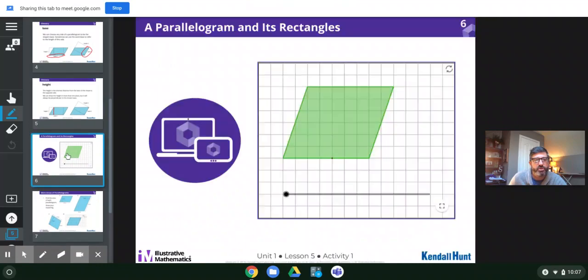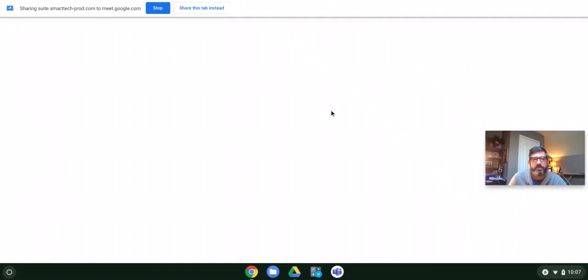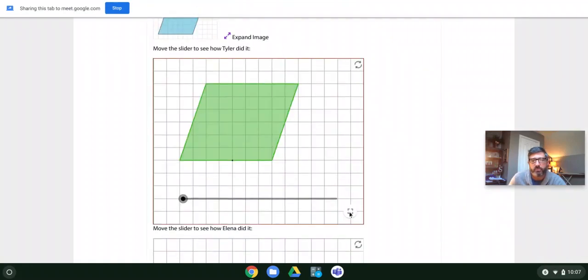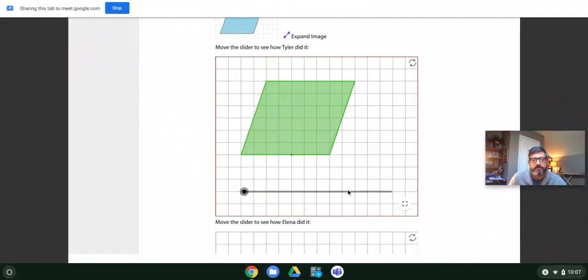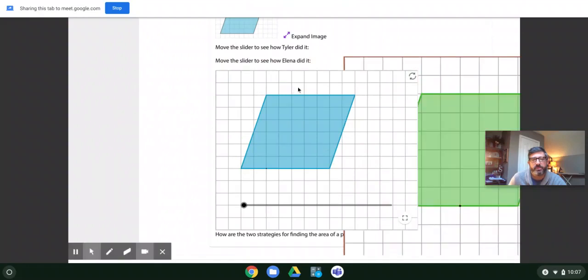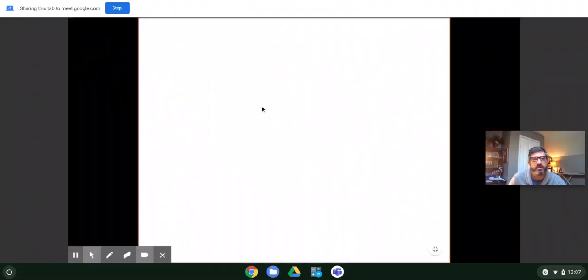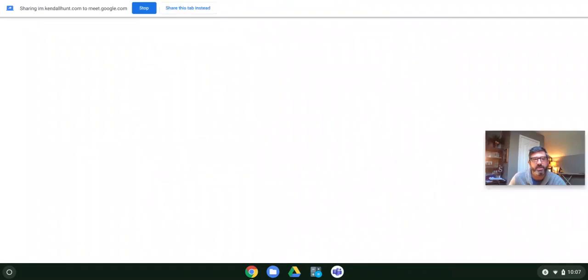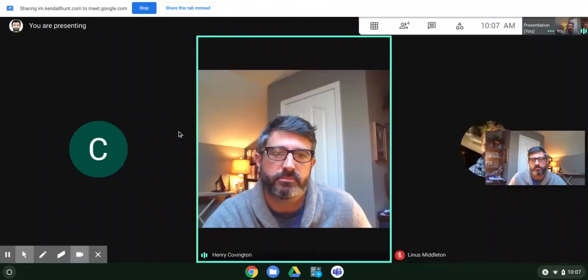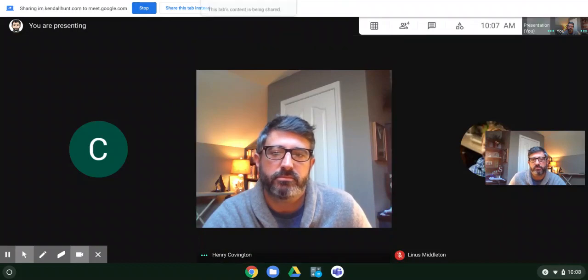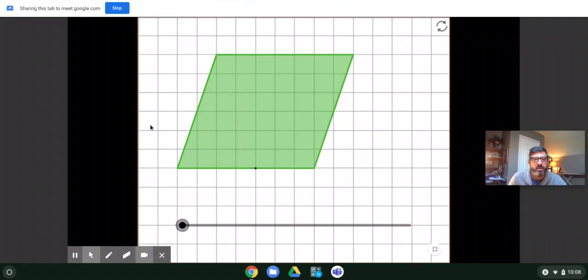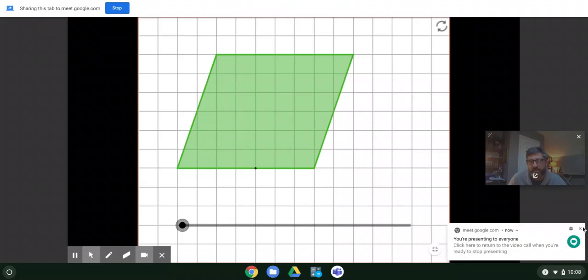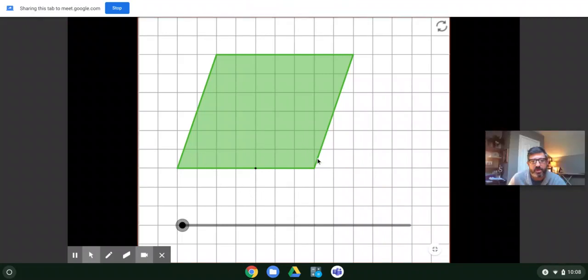So I'm going to show you an example to kind of illustrate how that's done. Give it just a second to pop up here. Can everybody see that green shape? Yes. Okay, good deal. So in this one, we're going to use the base here at the bottom, this bottom line here.